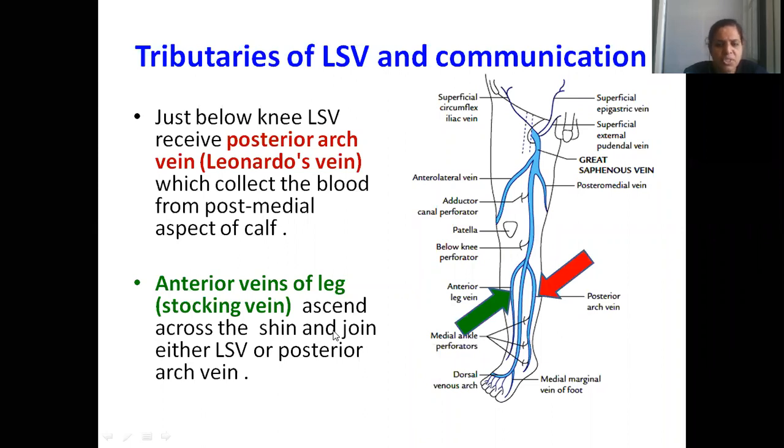Okay, as well across the shin and join either sometimes a long surface vein or it may go into posterior arch vein. Whether it goes to posterior arch vein or into the great saphenous, finally, the blood has to come to great saphenous vein only. Okay? That is.